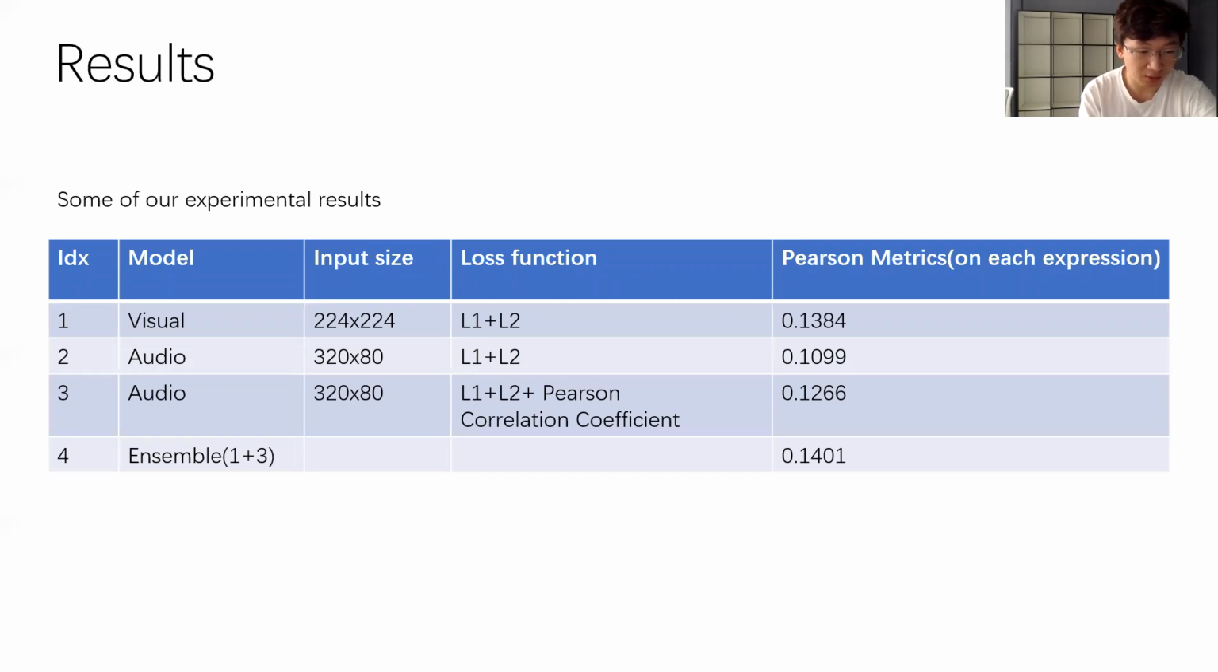The table is part of our experimental records, and the Pearson metric is calculated on the subset of the validation set we sampled. Due to the lack of time, we did not conduct an enhancement experiment of the loss function on the visual model, but on the audio, we can say that the additional penalty we introduced for the loss function can improve the performance of the model. In addition, the offline ensemble strategy is also effective.